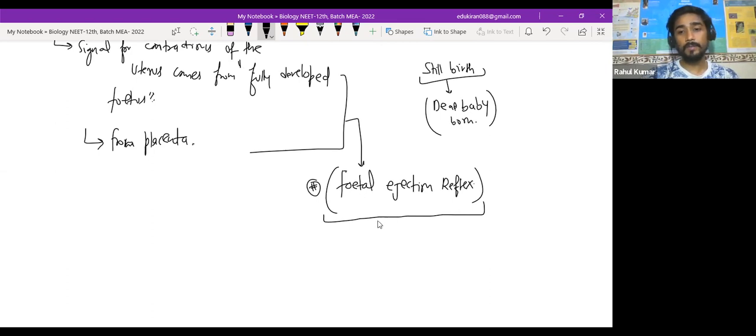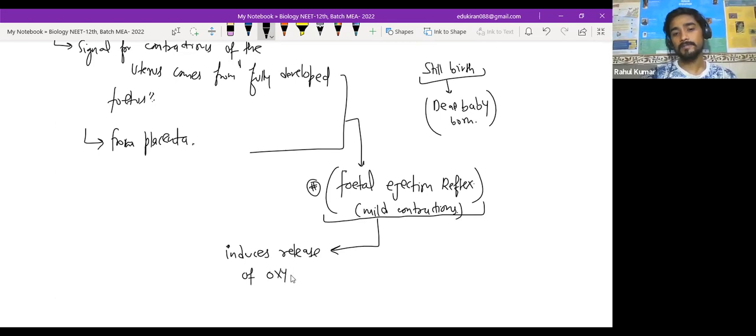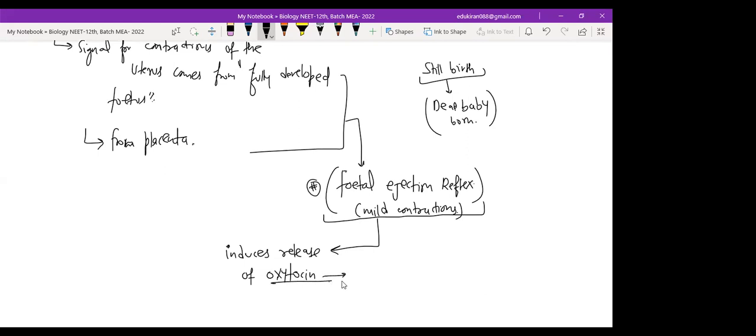Once the fetal ejection reflex comes into picture, this induces, so what is fetal ejection reflex? It is mild contractions. Okay. Is it clear? And this induces release of, you must have read of this hormone, oxytocin. Remember oxytocin, class 11th, neural control and coordination. Oxytocin and vasopressin are the two hormones secreted from posterior pituitary, not from the anterior, from where other hormones come. So remember oxytocin? Yes or no? Yes.